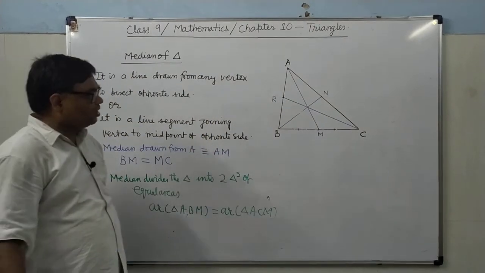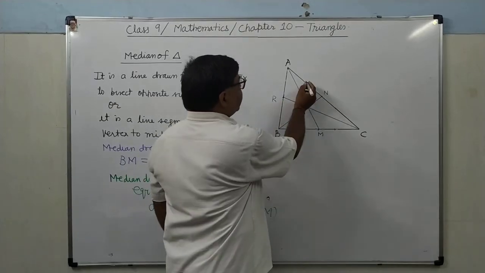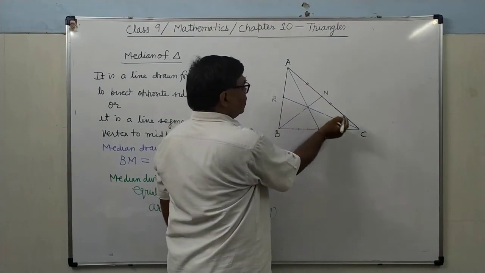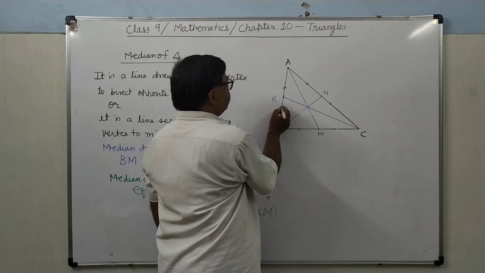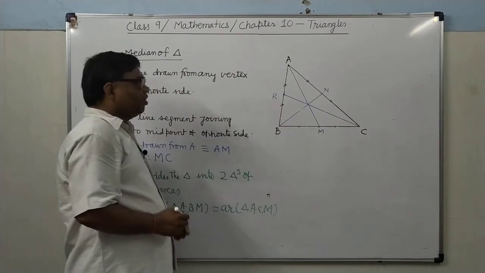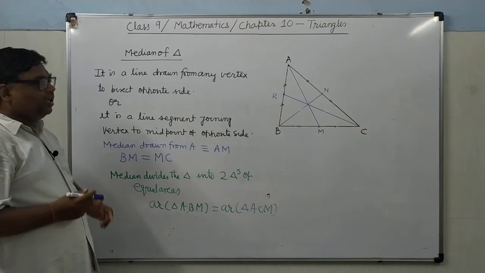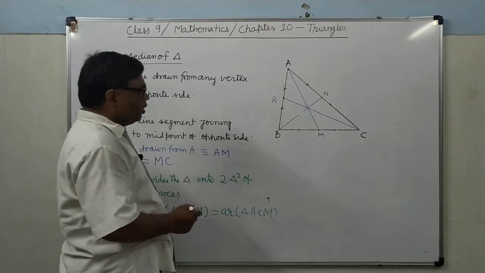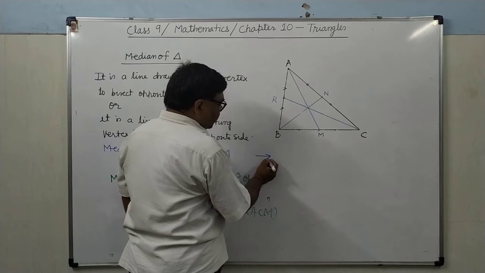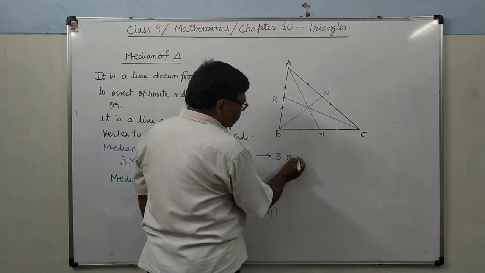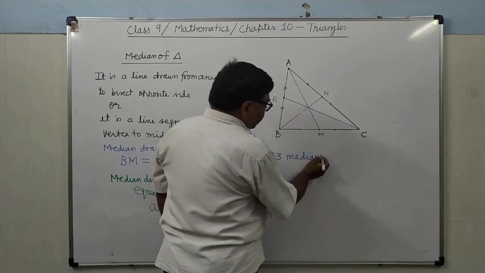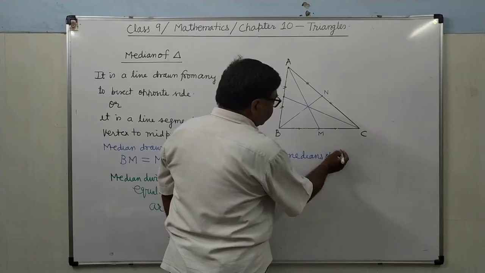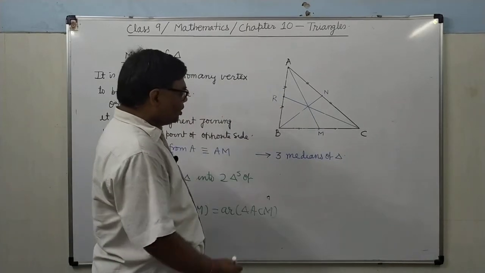You can see here, since BN is a median, therefore this will be equal to this. CR is the median, therefore this will be equal to this. BR will be equal to AR. AN will be equal to CN. Means what? How many medians will there be? There are three medians of a triangle. It's clear? There will be three medians.